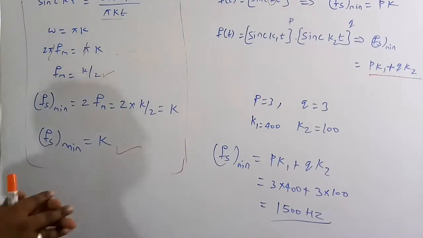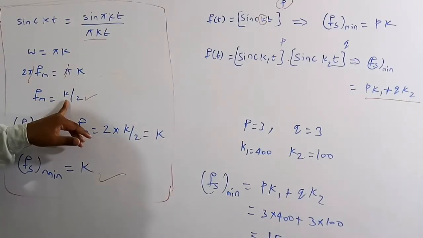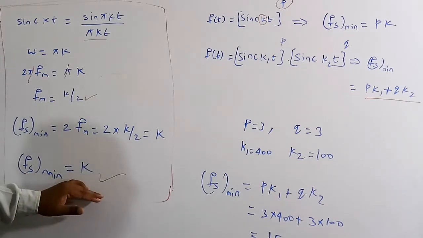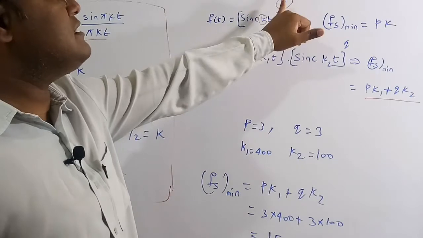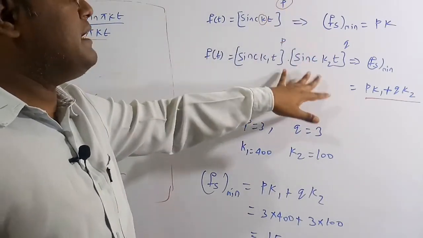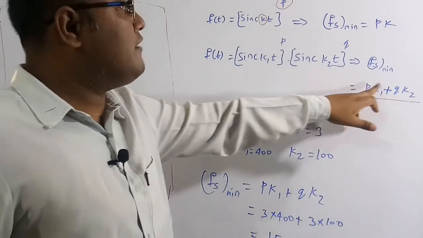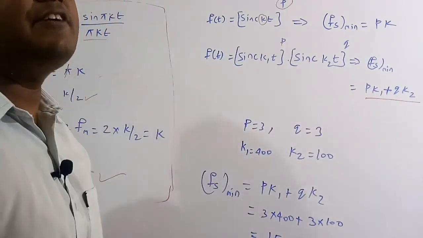So finally what I am trying to conclude is that for sinc kt, the message signal frequency is k by 2 and the minimum sampling frequency is k. If you take any power, then the minimum sampling frequency is just the multiplication p into k. Similarly, it is p into k1 plus q into k2. This is called the minimum sampling frequency or the Nyquist frequency.